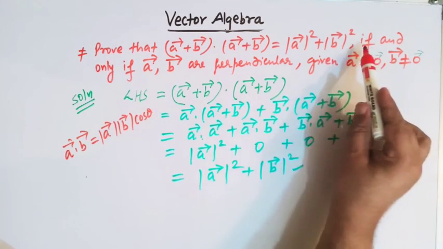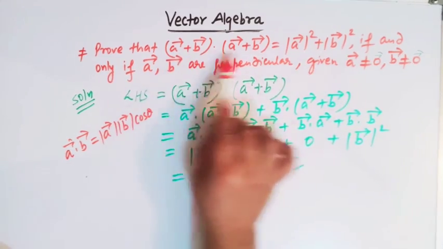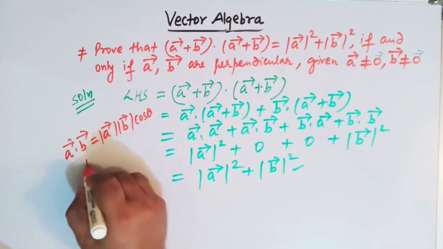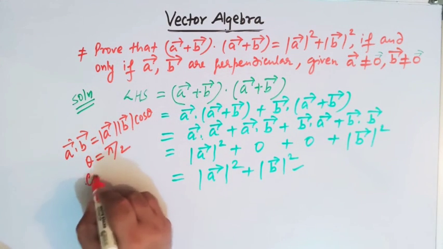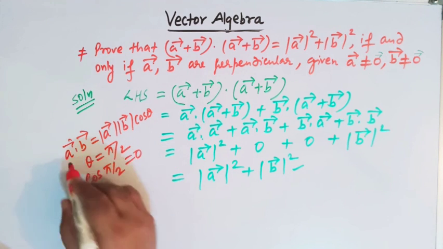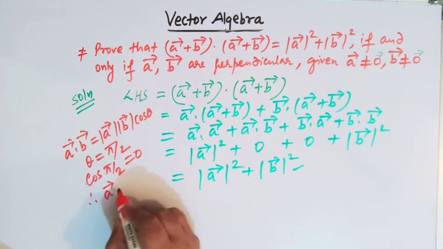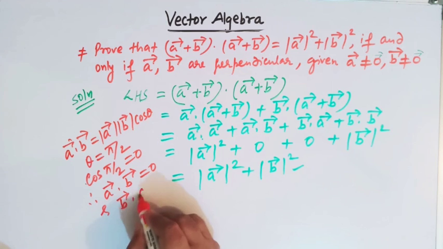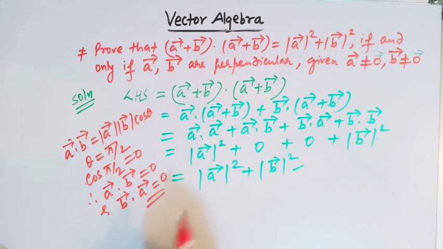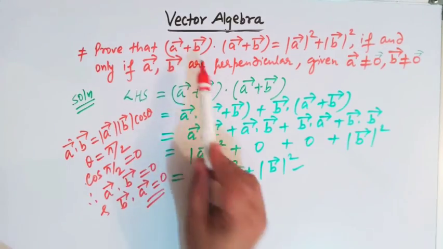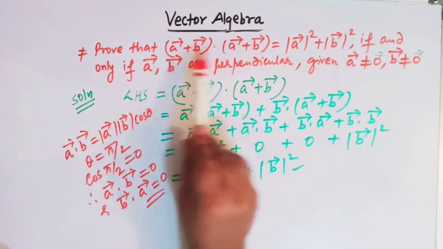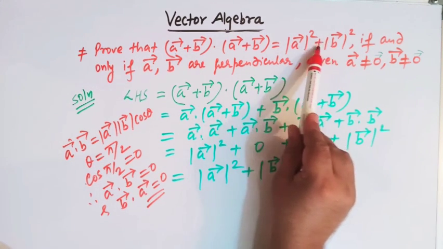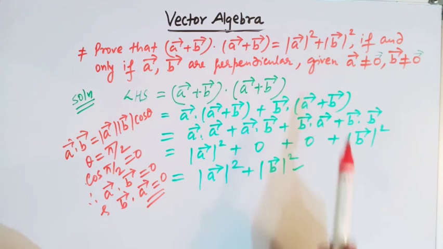Now here we are given that this expression is true if and only if vector A and vector B are perpendicular. So when theta is pi by 2, then cos pi by 2 is 0. So therefore vector A dot vector B is 0, and similarly vector B dot vector A is also 0. So therefore we have proved that the dot product of these two vectors is equal to the square of magnitude of vector A plus square of magnitude of vector B, right?